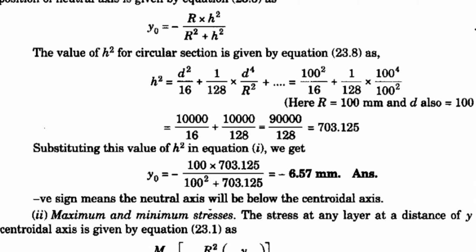So please substitute in the given relation. Already you have the relation, very good: y naught equals minus of r into h square by r square plus h square. Please substitute your h square value in the given equation of y naught, where r equals 100 and h square value equals 703.125.